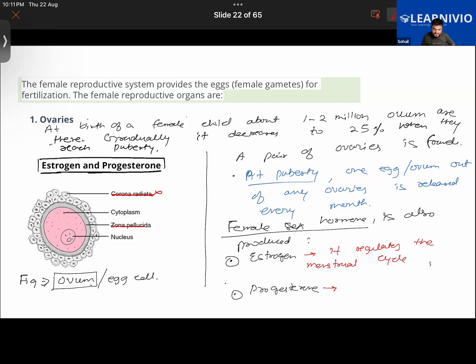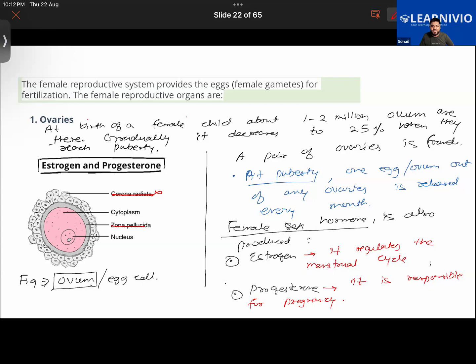And during pregnancy, both of these hormones will be working together. They both will be working together, so it is responsible for pregnancy. Okay? Hope so far it is clear.